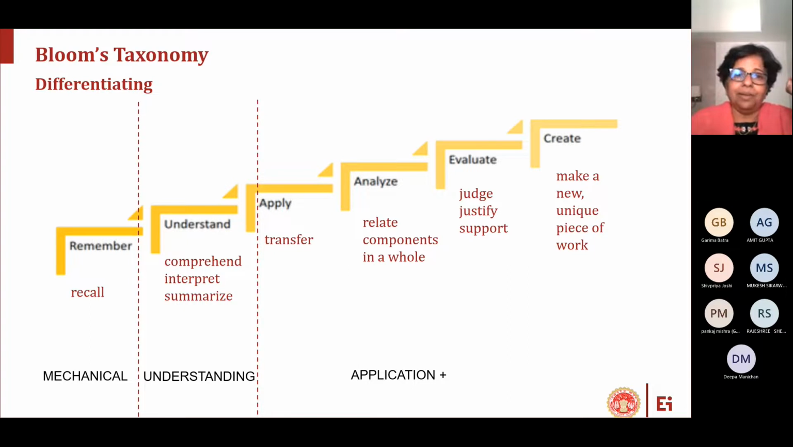Now at an understand level, what the child is required to do is comprehend and interpret, and the key point about understand is for the child to be able to tell in his or her own words and not just repeat verbatim what is there in the passage or the text. So if the child has comprehended or interpreted correctly, they should be able to rephrase certain ideas to retell in their own words.